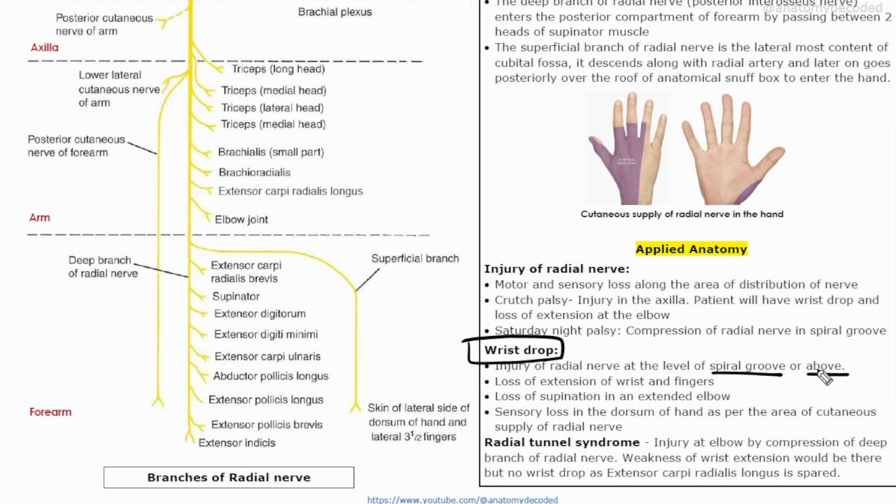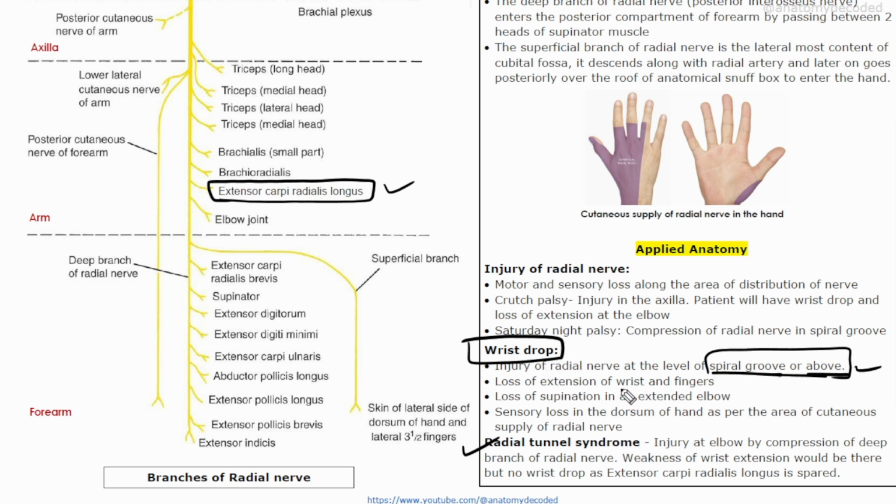Why is it so? If there is injury below the spiral groove, usually this muscle is spared. When there is injury below the spiral groove, extensor carpi radialis longus, a strong muscle for extension at the wrist, is spared. So that is why we say the injury should be at the spiral groove or above it. If injury is below, this muscle would be spared and it will not lead to wrist drop. So that concept is explained in this condition. For now, first understand wrist drop.